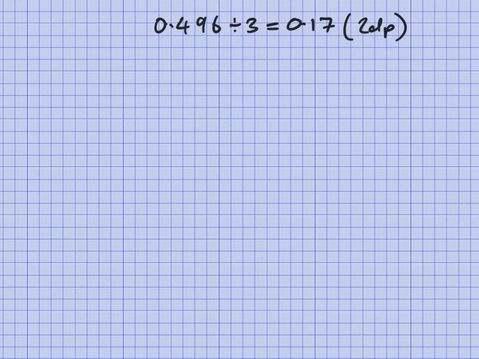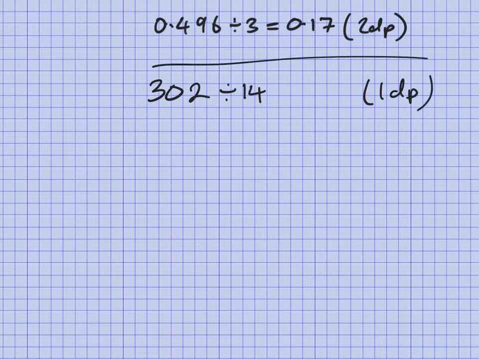Last one. I want to do 302 divided by 14. I'd like my answer to one decimal place. So again, set it up using the short division bus stop. So, oops, it's gone a bit wrong. So we're going to say 14 into 302. Helpful to write down some of the 14 times table so that I know what it's going to be. It was 14, 28, 42. 4 times 14 is 56, 5 times 14 is 70, and so on.